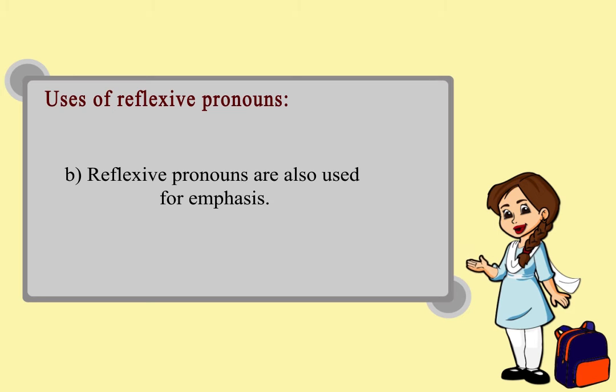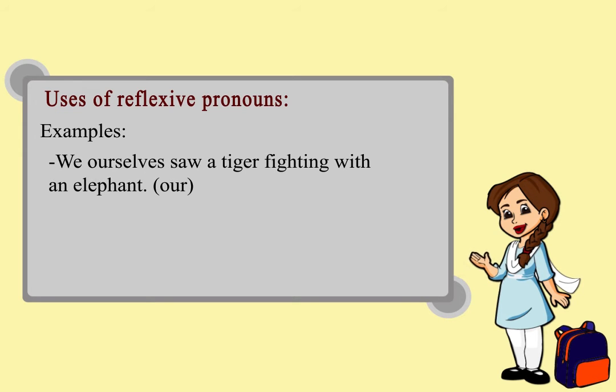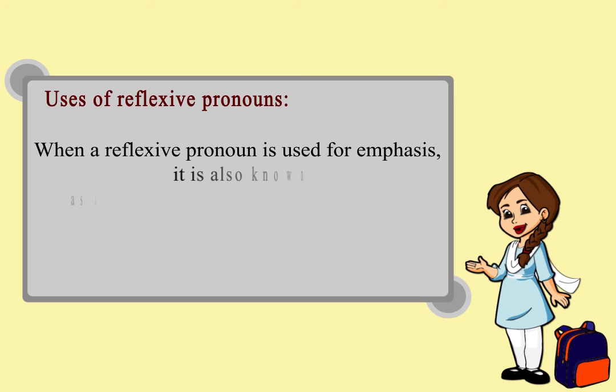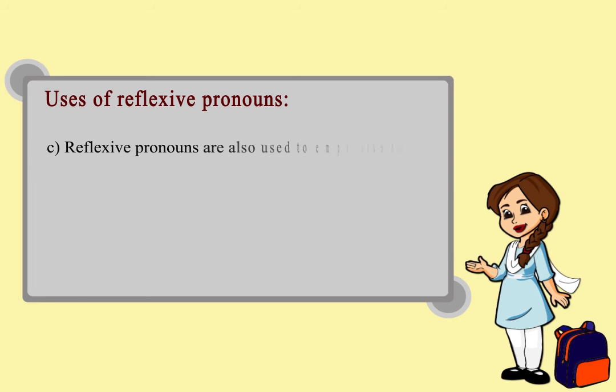Reflexive pronouns are also used for emphasis. Examples: We ourselves saw a tiger fighting with an elephant, our. Note, the fact that we saw something with our own eyes is emphasized. When a reflexive pronoun is used for emphasis, it is also known as an emphatic or emphasizing pronoun.